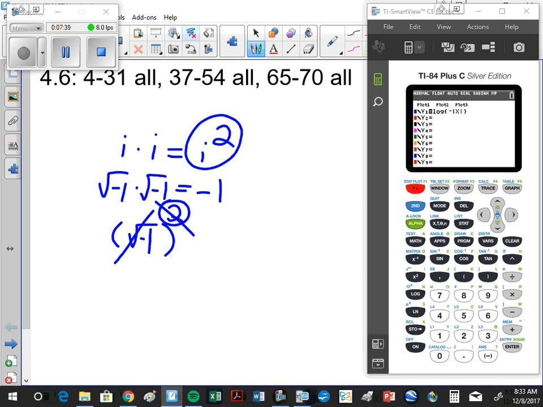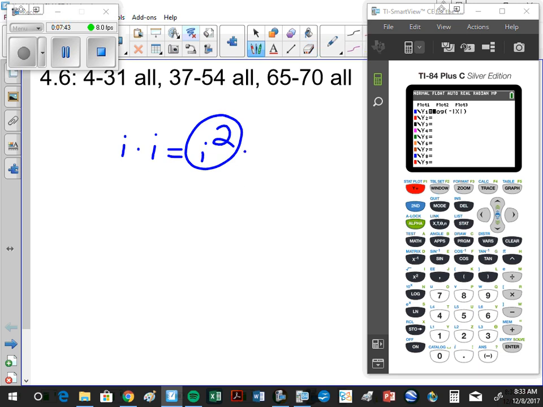Okay? Well, so this is -1. What would i to the third equal? Well, that would be i times i times i. And I know what this is. i times i is -1. So it would be -1 times i, which is just -i.